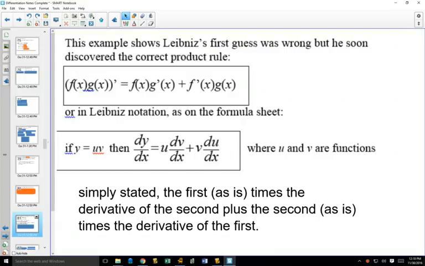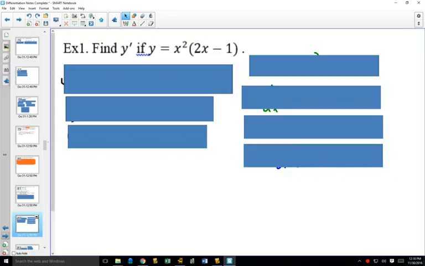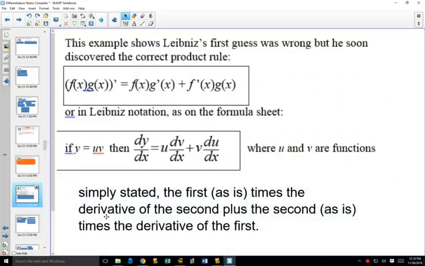So what does this look like? I can go back, yep. I know, I'm getting excited.